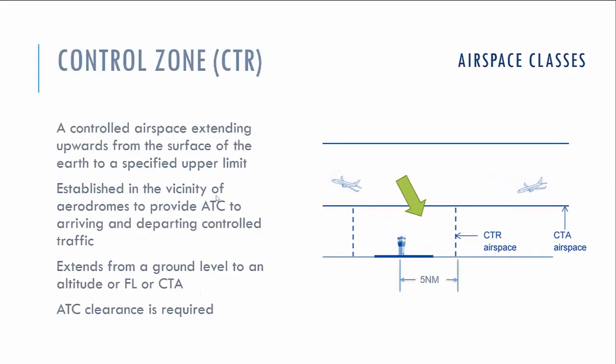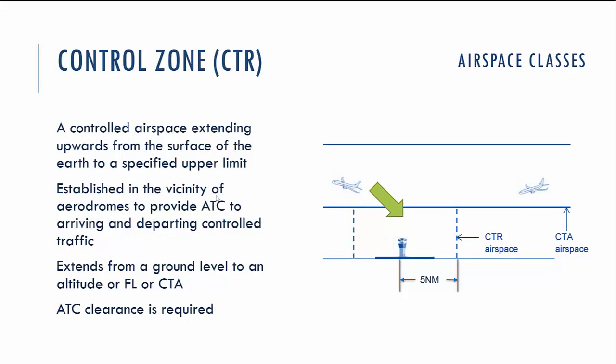So what's the control zone? CTR. CTR is the part of the airspace which extends upward from the surface to the specified upper limit. This airspace is designated to provide ATC to arriving and departing controlled traffic in busy airports. It extends, as we said, from the ground level to an altitude or flight level, or it can be restricted from above by the boundary of the CTA. Also, ATC clearance is required to enter the control zone.